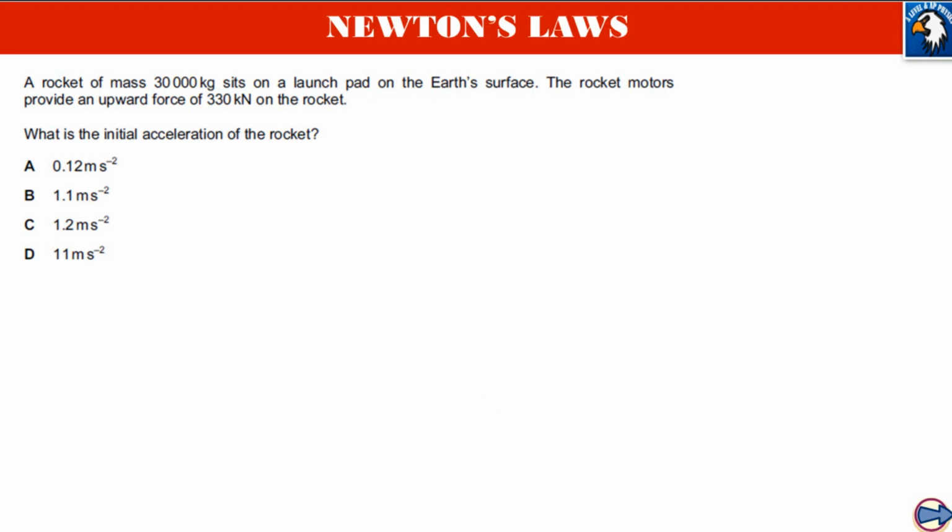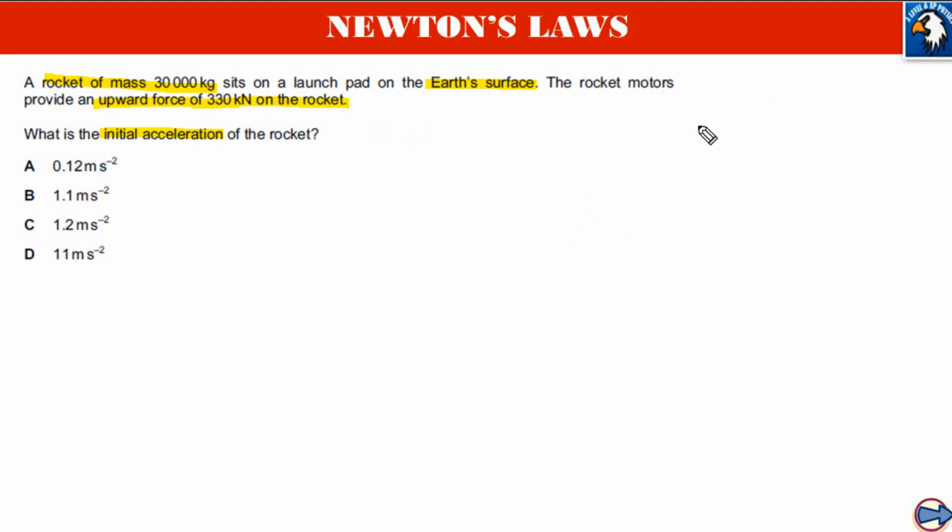So let's try to find out what is given to us for this question. The mass of the rocket is given here and it is launched from Earth's surface. This is also a very important piece of information. The upward force is also given to us here. What we need to find is the initial acceleration of the rocket.